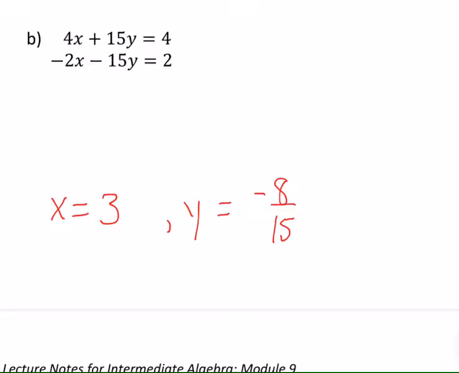Okay. Now the 3 is easy, right? Because when you add them up immediately, you get 2x equals 6. Divide both sides by 2, you get x equals 3. Piece of cake.